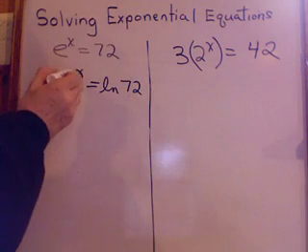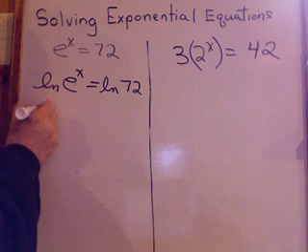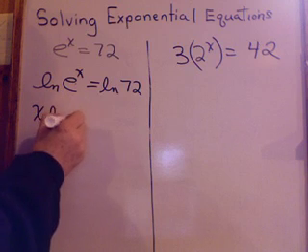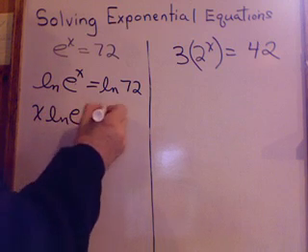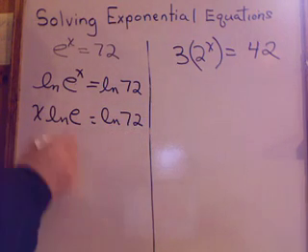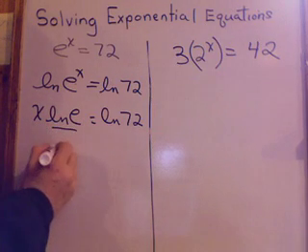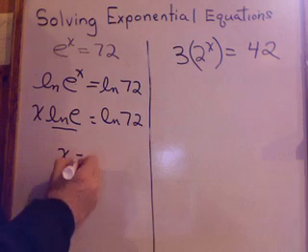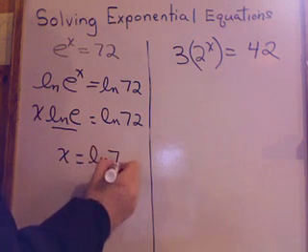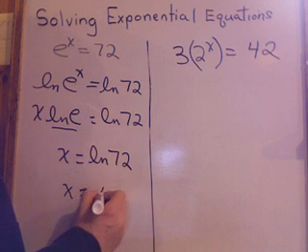Now, remember the exponent rules? What can I do with that x? I hope you thought of this. x ln e equals ln 72. Now at this point, you should know that ln e is defined as 1. So x equals ln 72. Pick up your calculator, use the natural log key, and you get approximately 4.277.